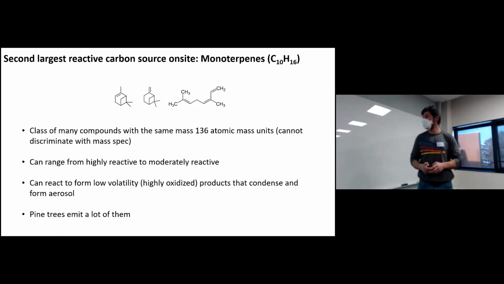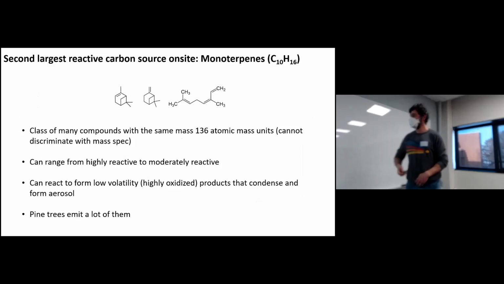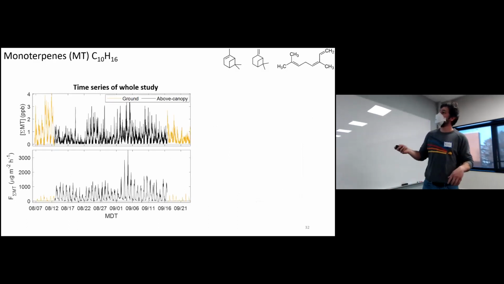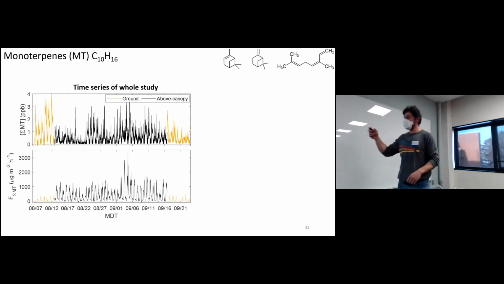The next molecule, the second largest reactive carbon source, is monoterpenes. There's a lot of different monoterpenes in this world, and they all share the same atomic mass, and we measure things by mass. They could range from highly reactive to moderately reactive, and pine trees also emit a lot of them, and they smell more like pine, less like celery. So this is what monoterpenes look like. It's a bit different.